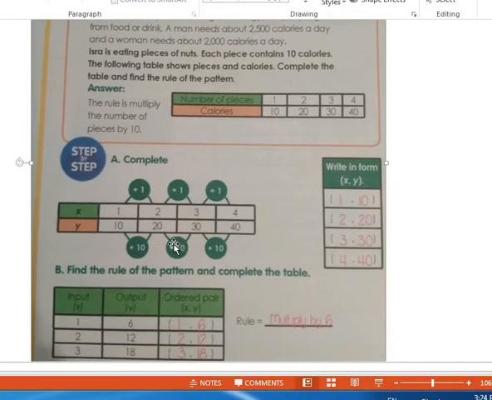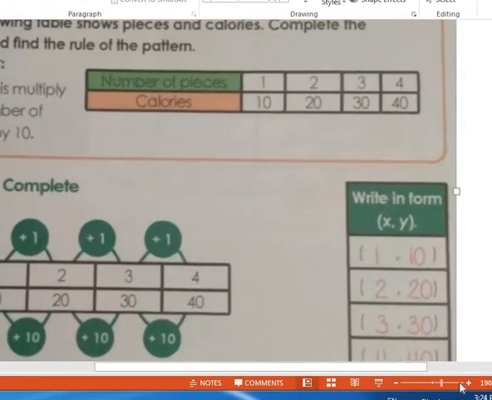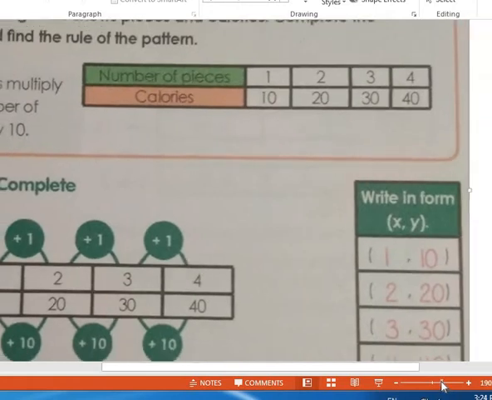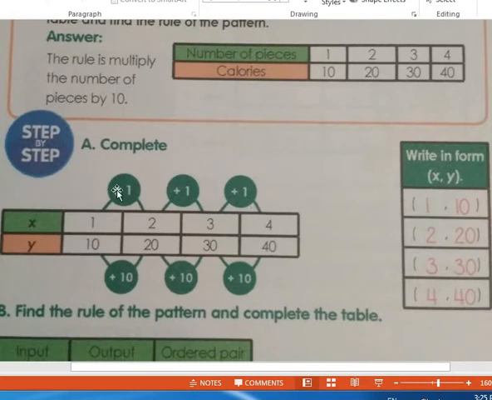Okay, step by step. I will enlarge this for you. Complete x, y. I have here 1, 10: 1 piece for 10 calories. X here refers to the pieces and y refers to the calories. So 1 piece of nuts gives me 10 calories. Here 2 pieces of nuts, 20.